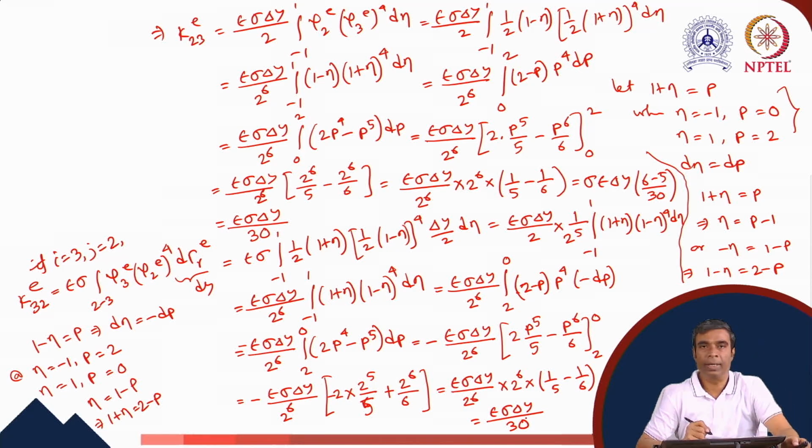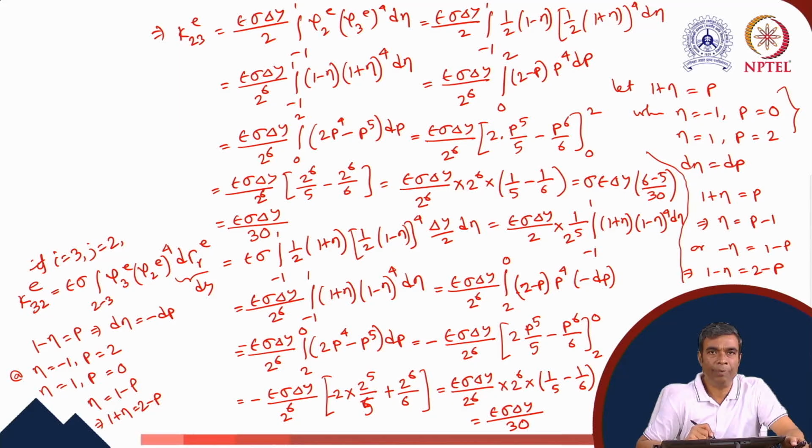So we got exactly the same term for K23E. It implies that the off-diagonal terms are symmetric, or the radiative boundary condition does not destroy the symmetry of the stiffness matrix at the element level and certainly at the assembled level.